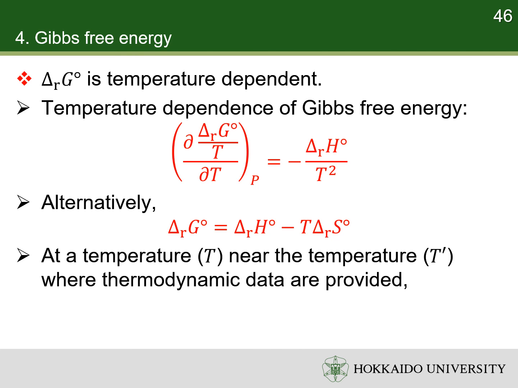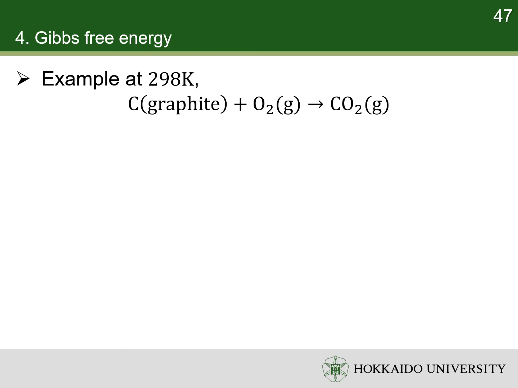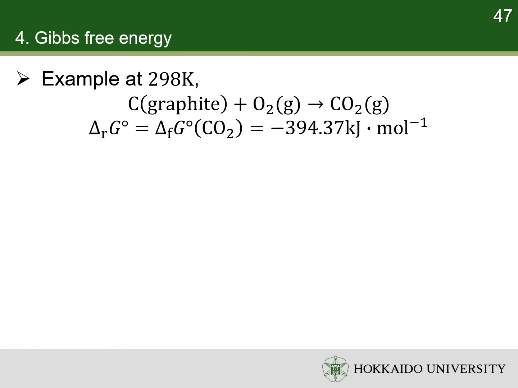At a temperature T near the temperature T' where thermodynamic data are provided, standard Gibbs free energy of reaction can be approximated by the given standard enthalpy of reaction and standard entropy of reaction. Let's use the reaction of graphite and oxygen to form carbon dioxide as an example. The data are provided at 298 Kelvin. The standard Gibbs free energy of reaction is equal to the standard Gibbs free energy of formation of carbon dioxide, because graphite and oxygen are elements.